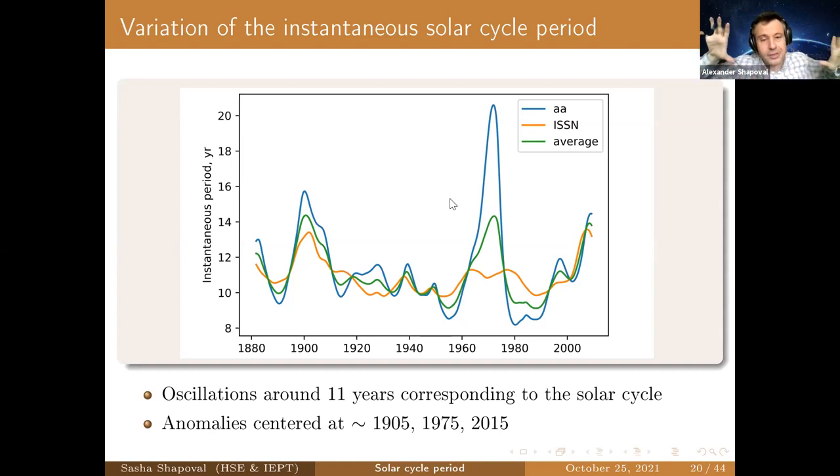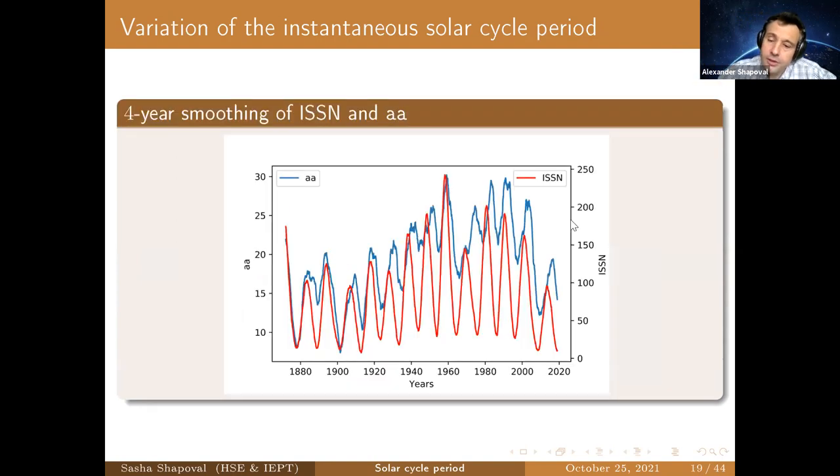So let's assume that we are able to perform the computation, and the instantaneous period computed with ISSN is in orange, with AA in blue, and the average in green. Let's also postpone what the average means. And you see the oscillation around 11 years, which is expected because the period is approximately 11 years. But then you see at least two exceptions. In the beginning of the century, and in the 1960s and 1970s there is a peak, and at the very end, which corresponds to nowadays. Let me recall that with this graph, we see nothing interesting at the right.